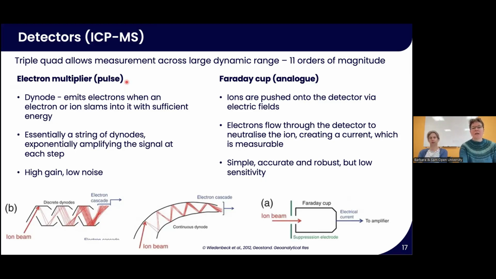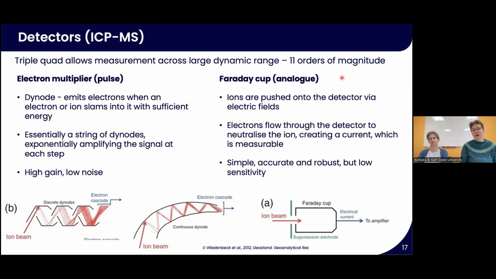And the other type of detector is the Faraday cup, or the analog detector, where an electron flows through the detector, and in order to neutralize the ion, we create a current, and that current is measurable. Those detectors are very simple and robust, but have slightly lower sensitivity compared to the pulse detector. And so, depending on what concentration your element is, either the pulse or the analog detector will analyze it, but they won't do it at the same time.